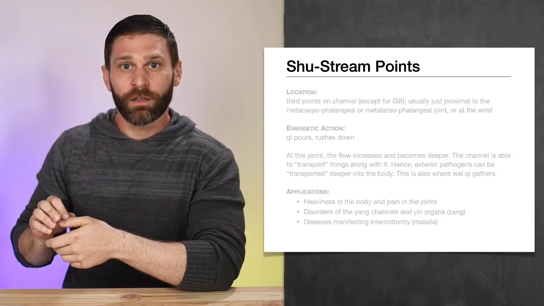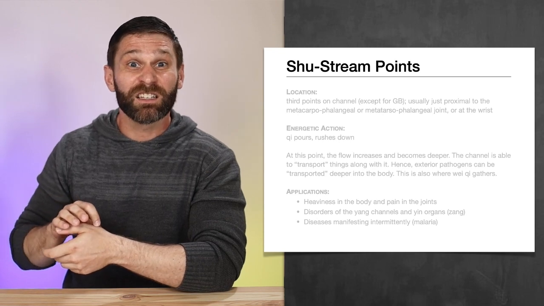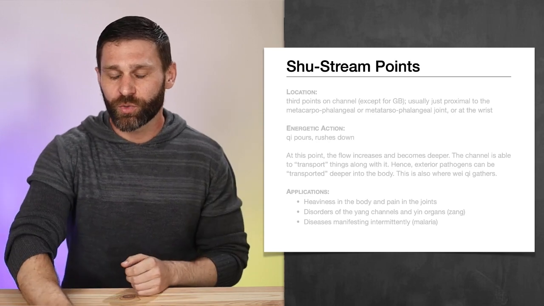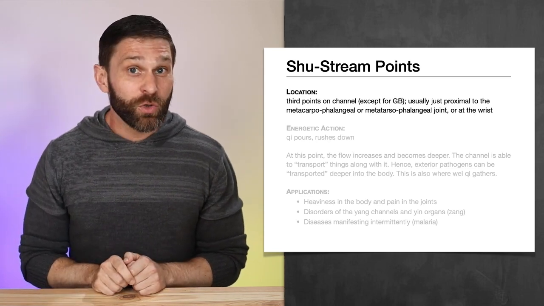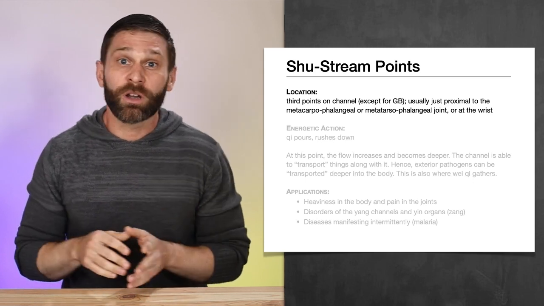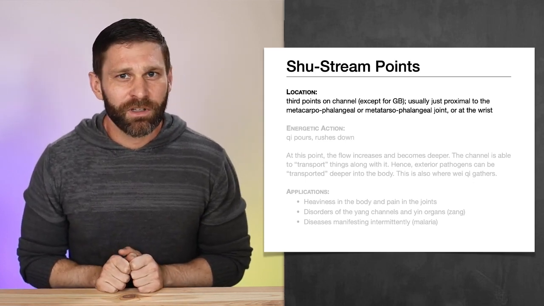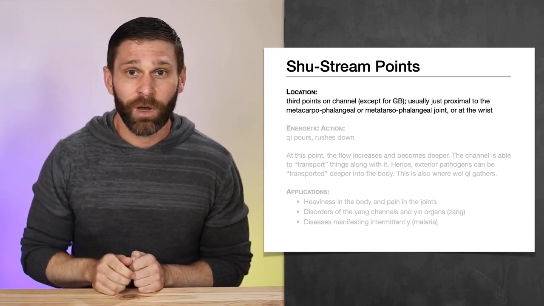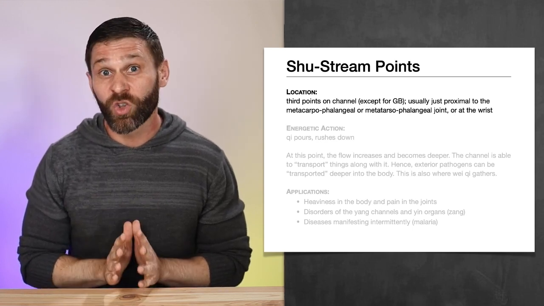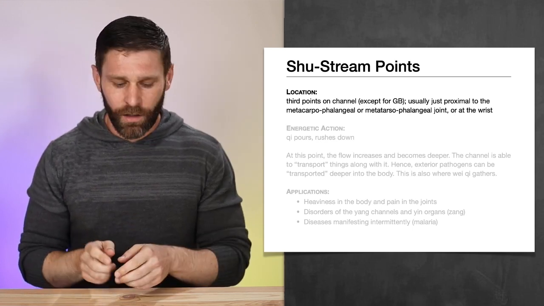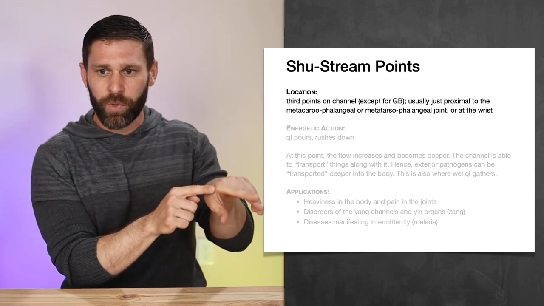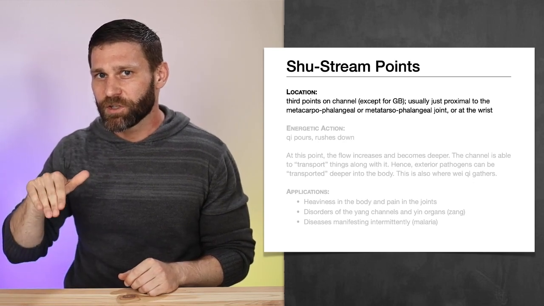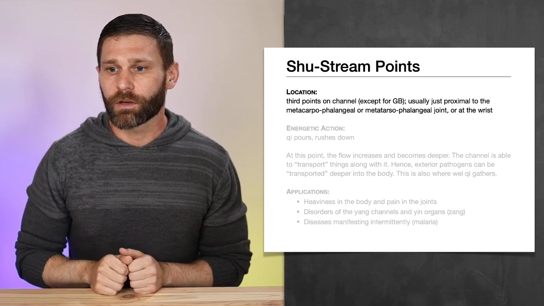After that, we started at the wells. It got a little bit wider and deeper and became the springs. Then it gets a little bit wider and deeper and becomes the streams. So we say the Shu stream points. These are usually the third point along the channel, the third point or the third to last point. The one exception to this is the gallbladder channel, and that's just the gallbladder channel is weird on the foot, so don't worry about that too much. Usually Shu stream points are the third point along the channel, and so that usually just means it's going to be on the proximal side of the knuckle or the proximal side of your foot toe knuckles. But it's a third point or the third to last point.